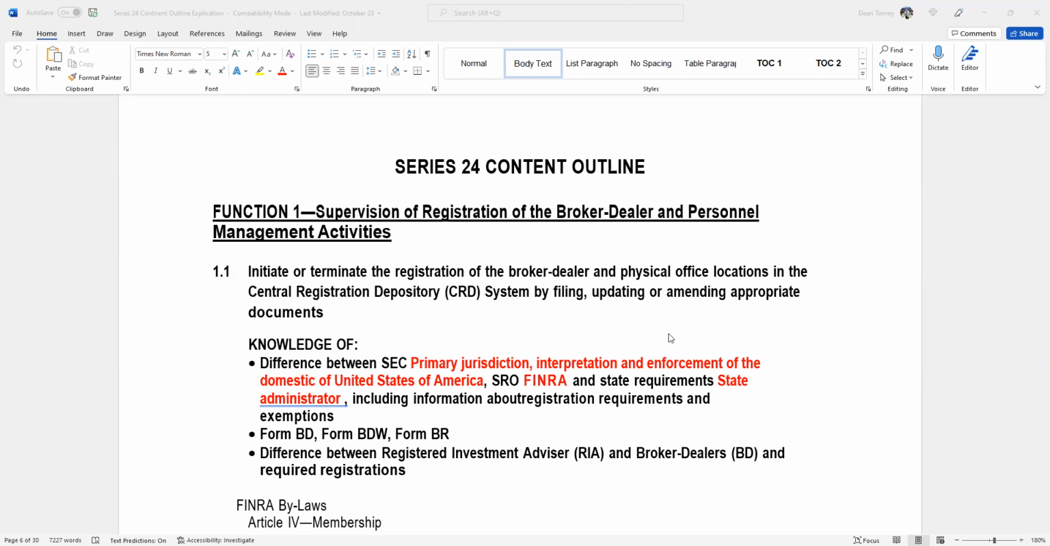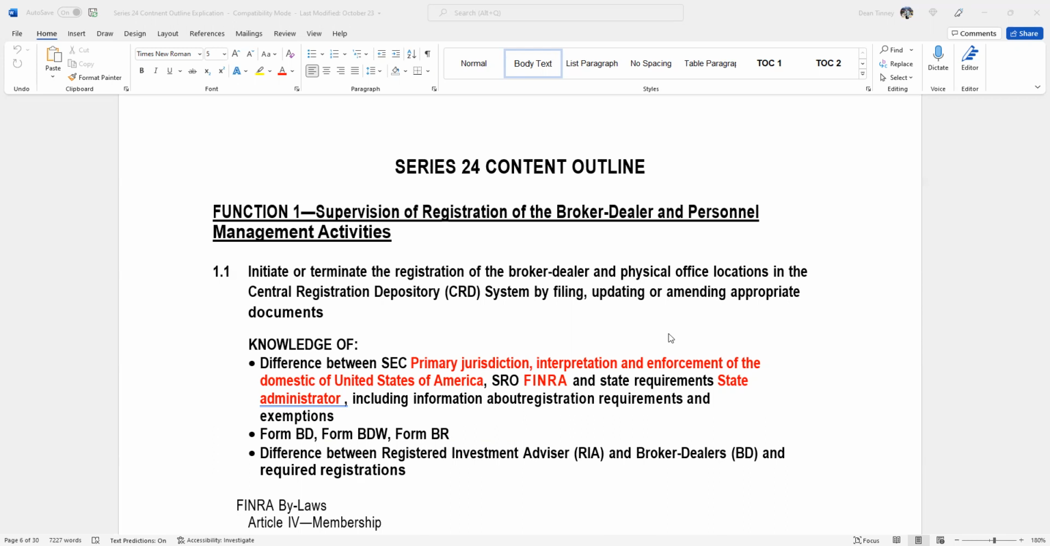But I thought I'd start with a Function 1 explication of the 24 content outline, and then we'll have a little bit of narrative stuff for you there, as well as the first installment on the explication of the content outline. Function 1 is only 9 questions. So pay attention to that in your study effort. Function 2 is 35 questions. So obviously Function 2 is more important than Function 1.